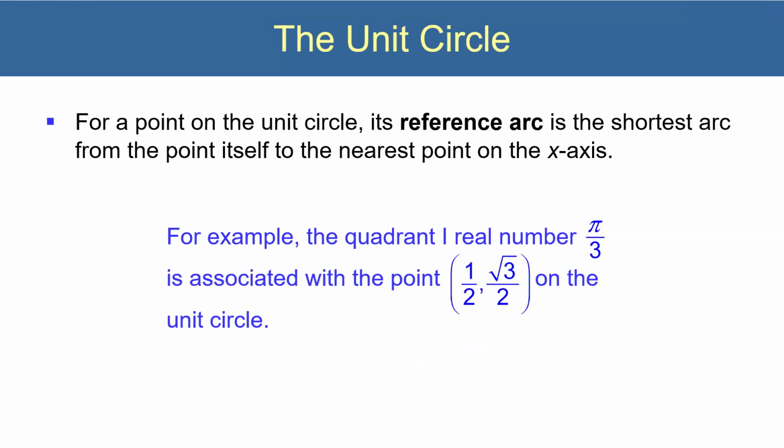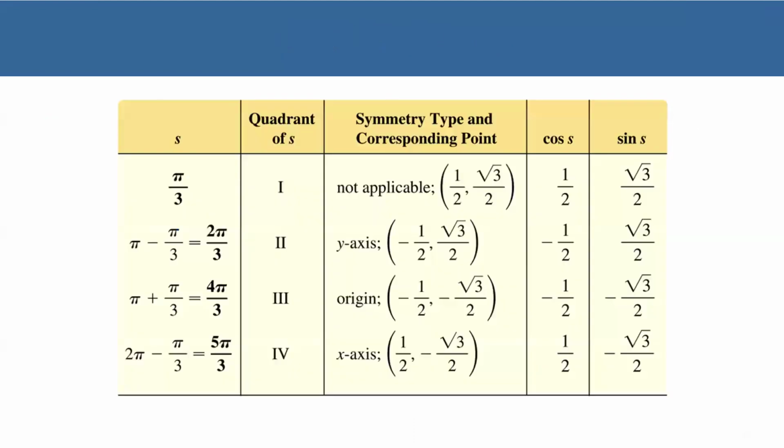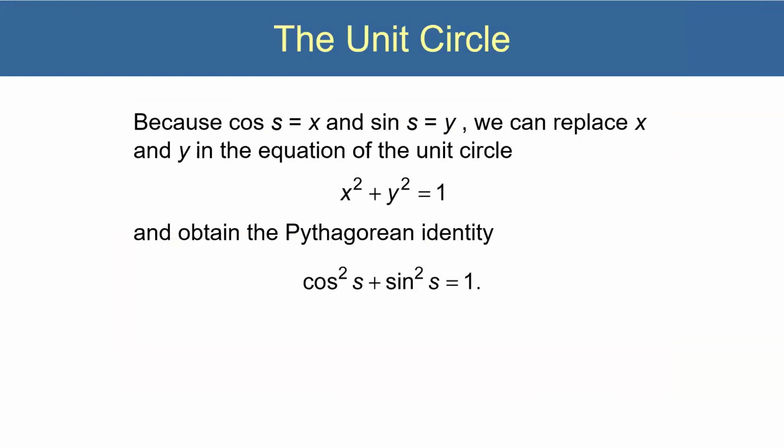So your reference arcs are what helps you. So for example, like I said, if I'm at pi over 3, which is 60, and I know that the ordered pair is 1/2, square root of 3 over 2 on the unit circle, then I know that the rest of it in all the other quadrants is going to be just a change in the sign based on the quadrant it's in, right? All right. So again, it's just building on.